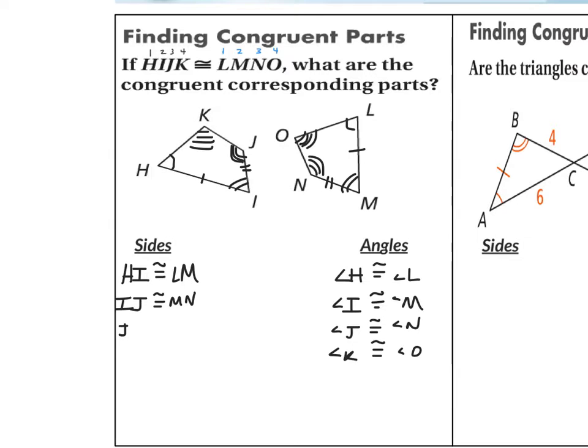Then let's go with JK. 3 and 4 is going to be congruent to the 3 and 4 on the other one, which is NO. So JK is going to get 3 marks, and NO is going to get 3 marks. And then finally, I go 4 and 1, which is K and H, and that is congruent to O and L. And again, this is going to get 4 marks. And now you have your figure congruent, because all the corresponding sides and all the angles are congruent to each other.